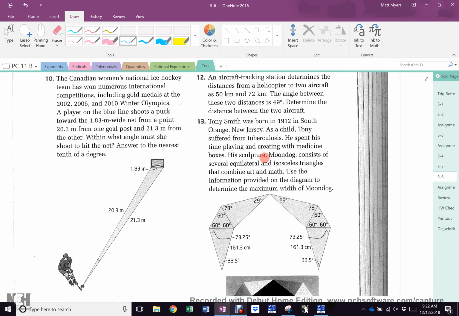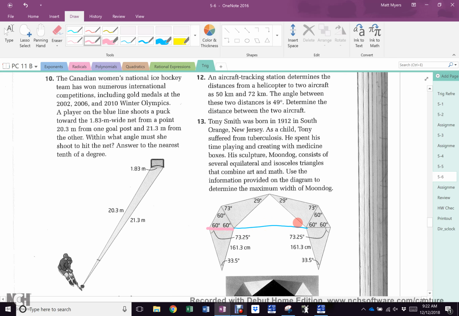The maximum width of Moondog. Well, where would the width of it be? It would be all of that, right? And that and that. I will use 3 different colors. What have I got? Blue. That. But that would be times 2, wouldn't it? Everyone agree? So if I know that distance, and I multiply it by 2, and I add that distance, I'm in good shape, right?